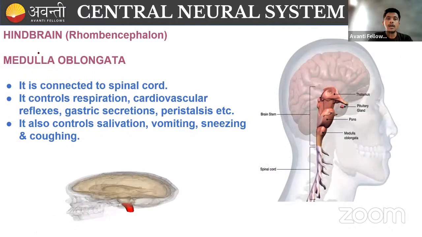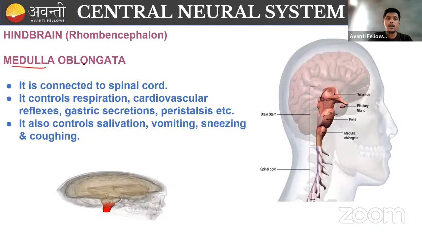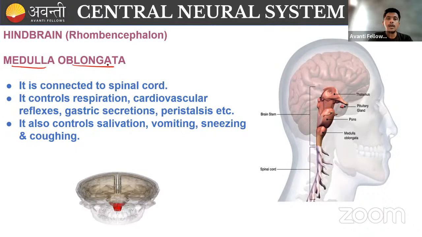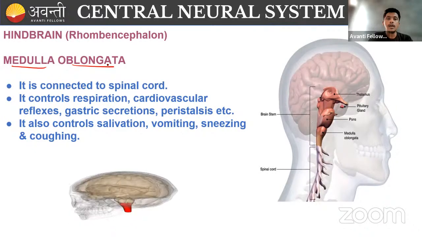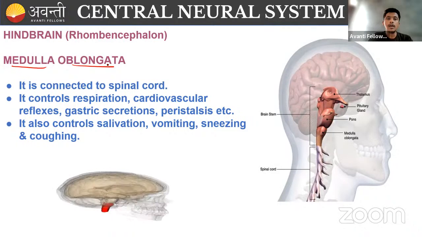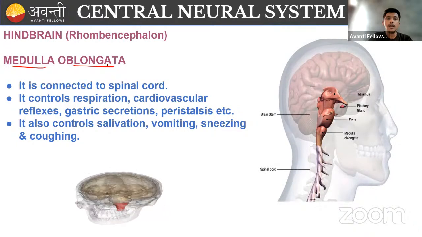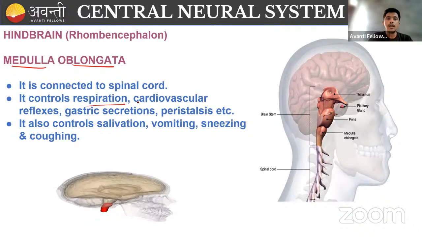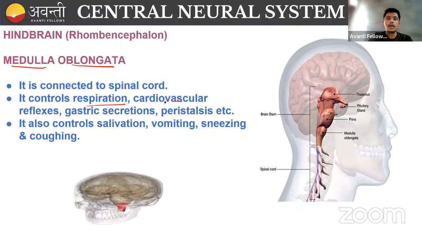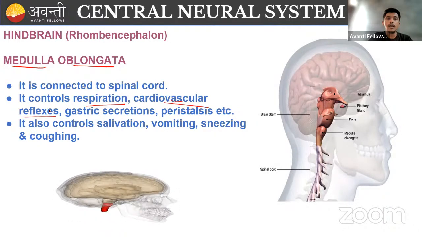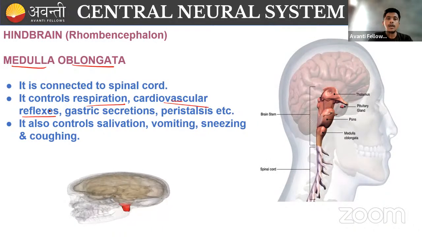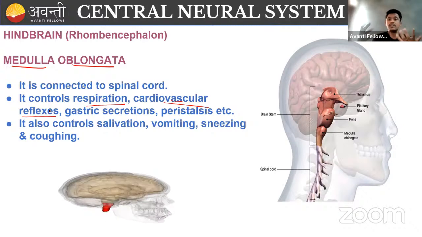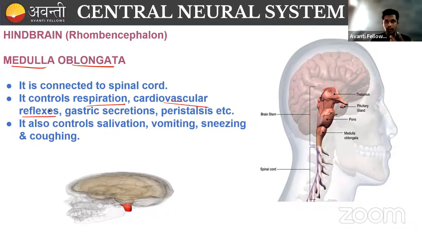Next, the final part of your hindbrain is called the medulla oblongata. The medulla oblongata is the region that connects your brain to your spinal cord. It is like a link. The medulla has a lot of functions, such as controlling respiration again, the rate of respiration, and cardiovascular reflexes. If you want to run, your heart rate has to increase. If you're afraid, your heart rate increases. If you have an adrenaline rush, your heart rate increases. These reflexes are called cardiovascular reflexes.